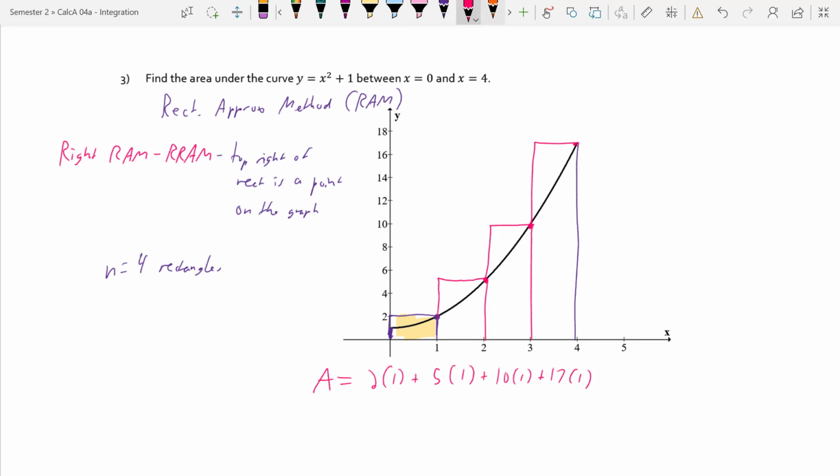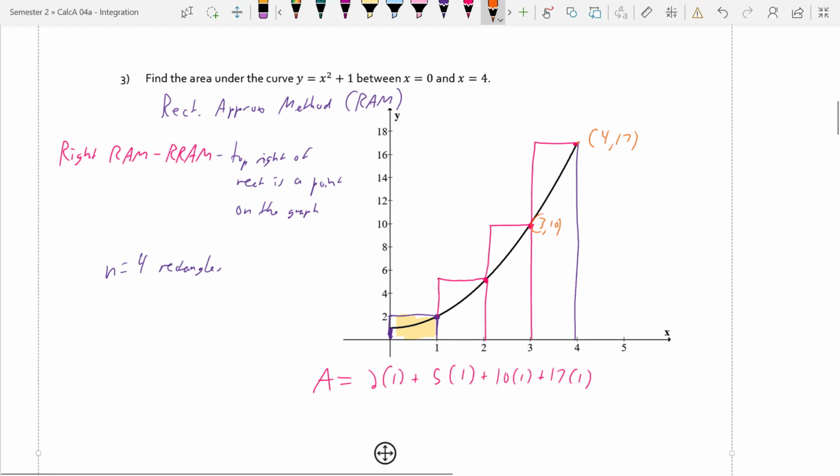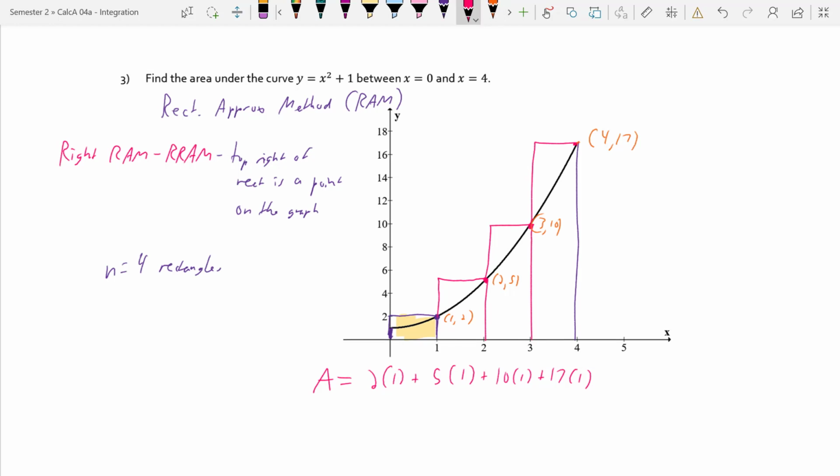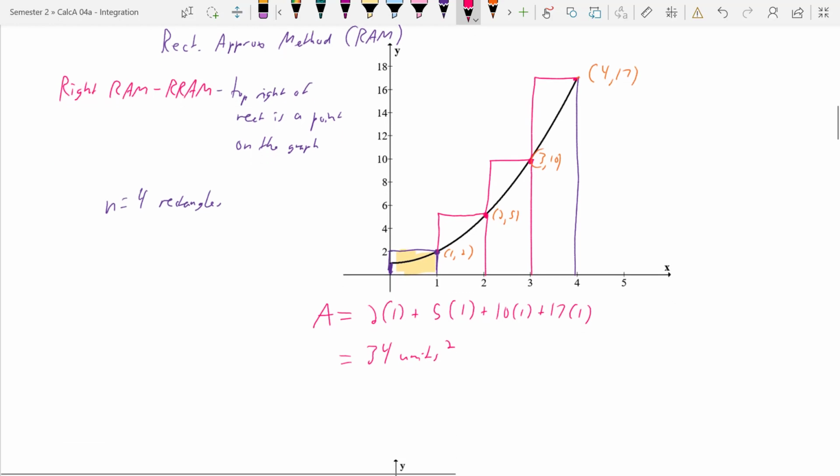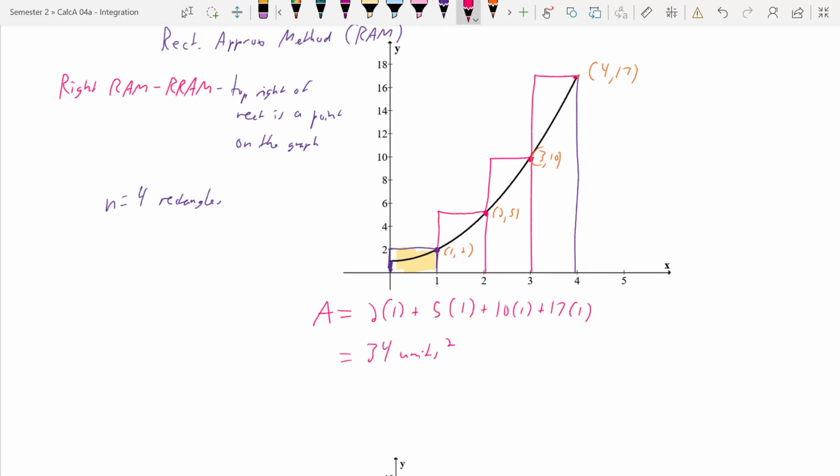And again, where I'm getting these points: this is the ordered pair for 17. This is the ordered pair 3, 10. This is the ordered pair 2, 5, and then 1, 2. So that tells me the heights of the rectangles. And if I add up all of those different areas, I'm going to get 7, 17, 34 units squared. And I believe it's easy to see that this 34 units squared is an overestimation of the actual area.